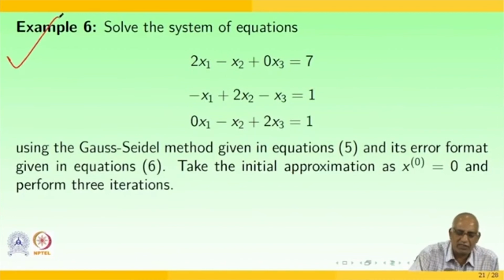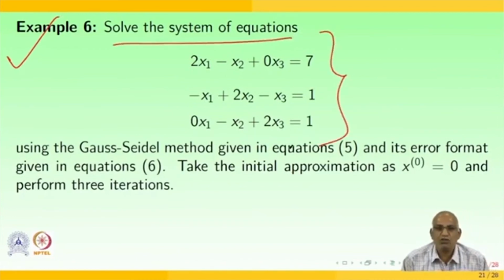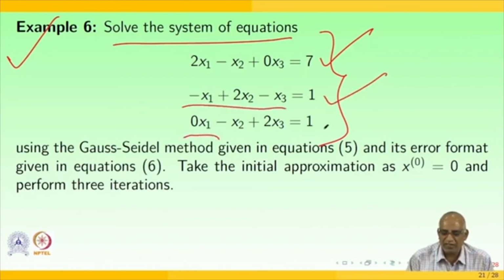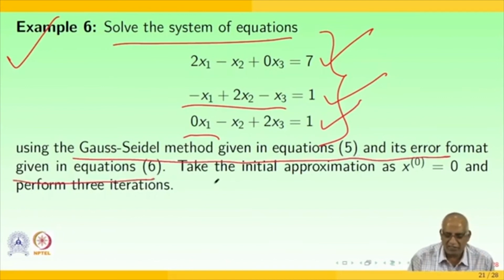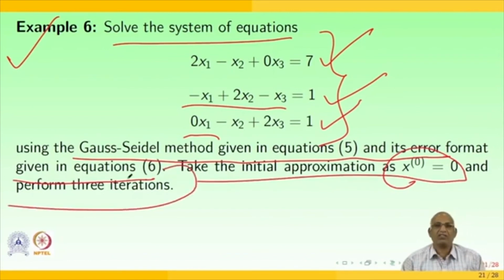In example 6, solve the system of equations: 2x1 minus x2 plus 0x3 is 7, minus x1 plus 2x2 minus x3 is 1, and 0x1 minus x2 plus 2x3 is 1. Using the Gauss-Seidel method given in equation 5 and its error format given in equation 6, take the initial approximation x0 as 0, and perform 3 iterations. That is what the question has been asked.